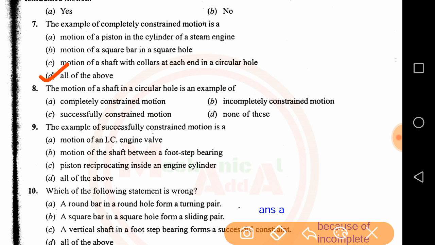Next question. The motion of a shaft in a circular hole is an example of incompletely constrained motion. Option B is correct. The example of successfully constrained motion is a motion of IC engine valve, motion of the shaft between a footstep bearing, piston reciprocating engine inside engine cylinder. Option D.